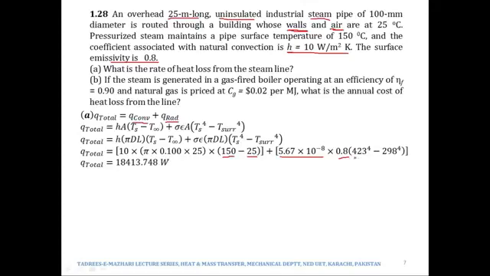So 150 plus 273 will be 423, and then for the surrounding air, and the walls, you can well write over here the temperature of the walls, the value of which is 25. So 25 plus 273 will give us 298. So we will get the total heat loss as 18,413 watts. Kindly note that we are given that the pipe surface temperature is 150, so we have considered it to be the outer surface temperature of the pipe.